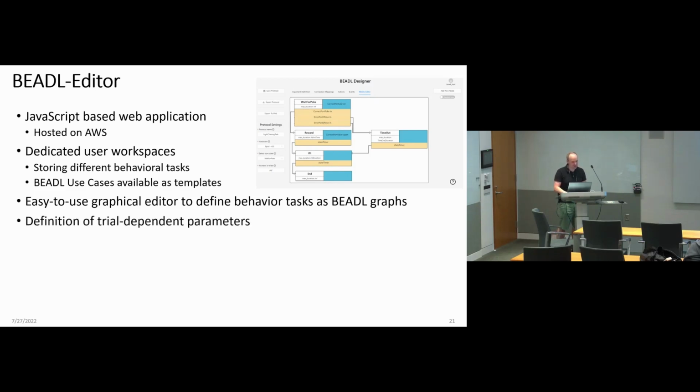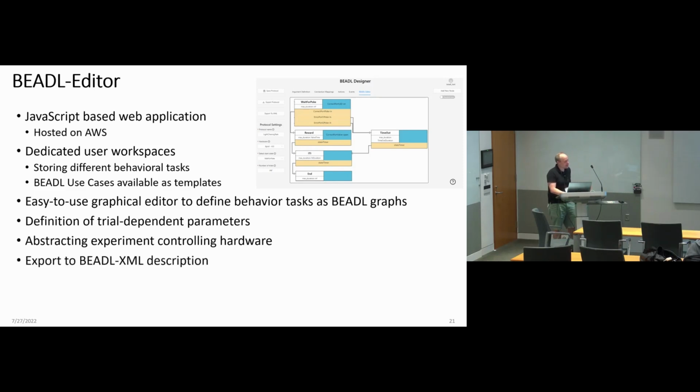And we have different sections in the editor where we can define the trial-dependent parameters that I described earlier, and also how we abstract the control hardware. Once we have the layout completely defined, we can export this to an XML description and then put it into our code generating pipeline. Okay, let's see if I can directly switch over now.